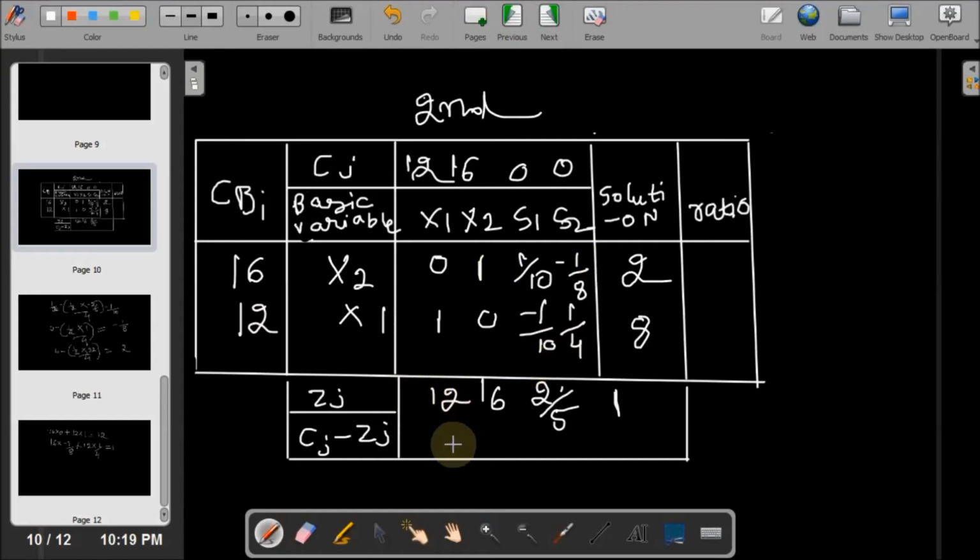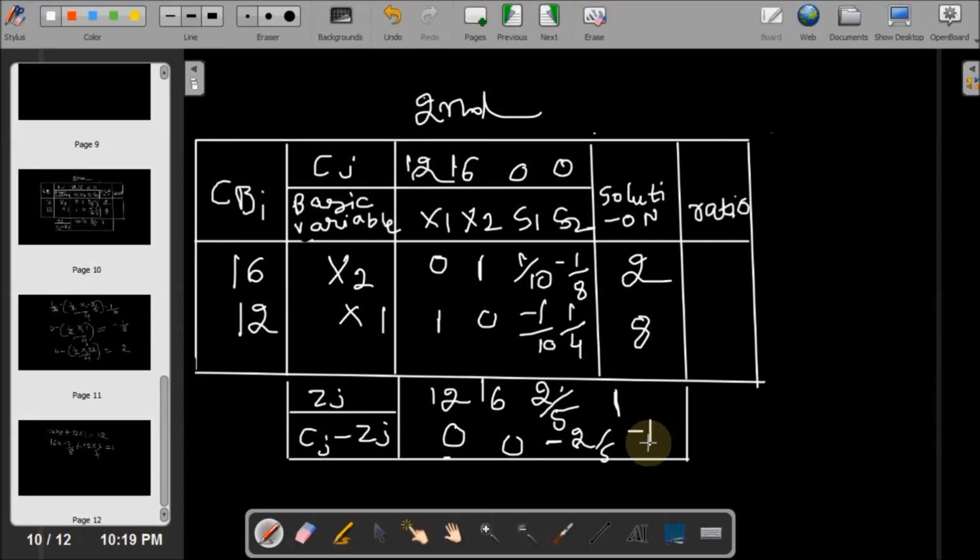12 minus 12. See, Cj value is also 12. Zj value is also 12. 0. So 16 minus 16. Obviously, that is also 0. So 0 minus 2 by 5. So now the value will become minus 2 by 5. Next, 0 minus 1. The value now becomes minus 1.